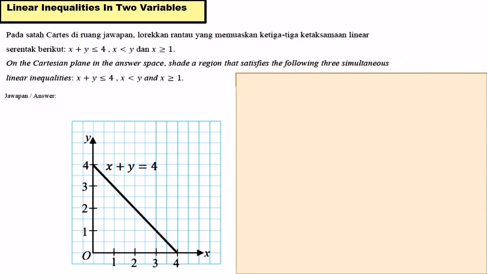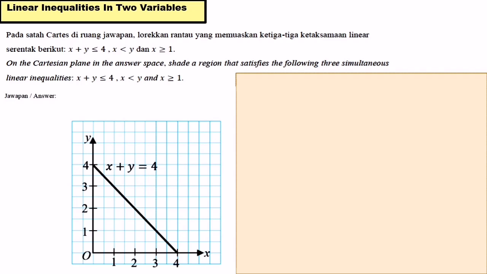Now we look at the last question, linear inequality in two variables. On the Cartesian plane in the answer space, shade a region that satisfies the following three simultaneous linear inequalities: x plus y less than or equal to 4, x less than y, and x greater than or equal to 1.